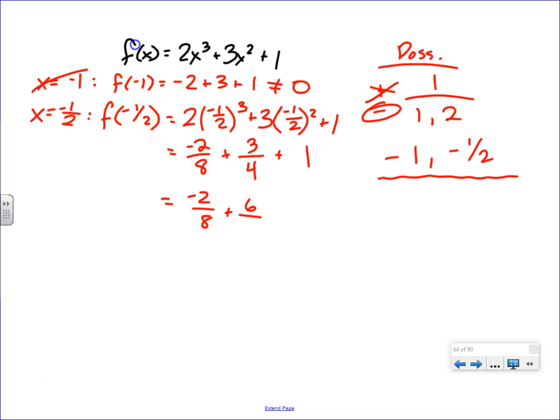-2/8 plus 6/8 plus 8/8. Uh-oh. Or is that also 9?